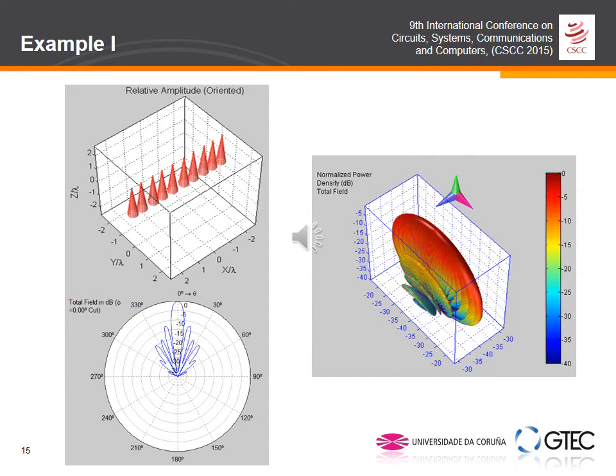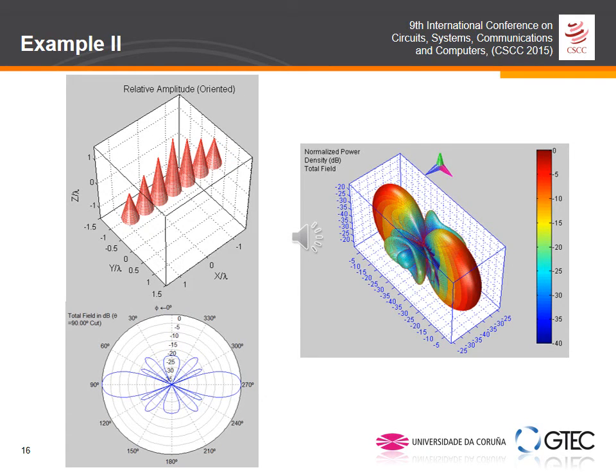In this slide, we can see an example of a linear distribution of the array. The patches have uniform magnitudes and are randomly separated. The directivity of the generated field can be appreciated in the 3D radiation pattern and in the 2D diagram, which is a slice of the 3D one.